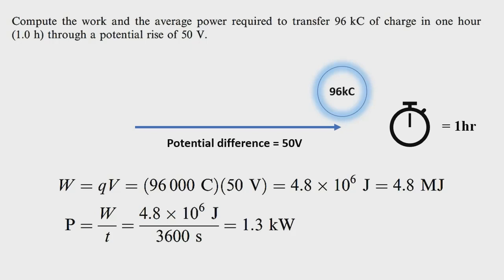Now we are asked also to compute for power, and power is equal to W over T, or the work done over time, which is equal to the work, 4.8 times 10 raised to the power of 6 joules, divided by the time, which is 1 hour, and that is also equal to 3,600 seconds, and that will be equal to 1.3 kilowatts, also which is equal to 1,300 watts.